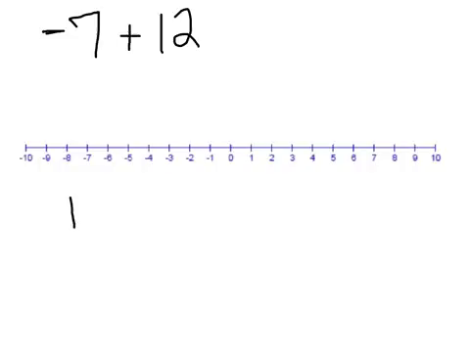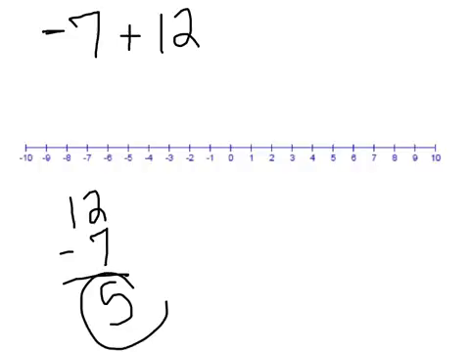So I'm going to take 12 and subtract 7. 12 minus 7 is 5. Now, I'm going to go back and look. Did I have more negatives or more positives? Obviously I had more positives here, which means that 12 is the larger number. So my answer is going to be positive. So -7 plus 12 is +5.